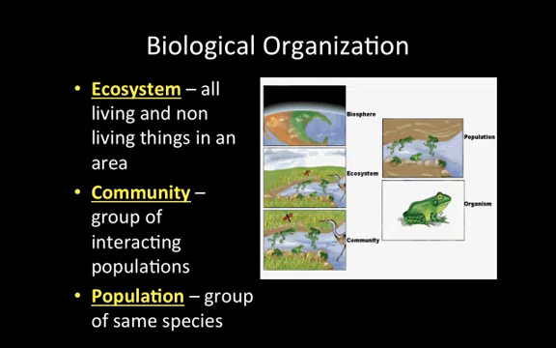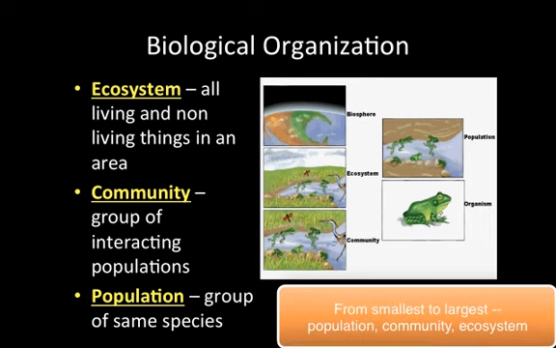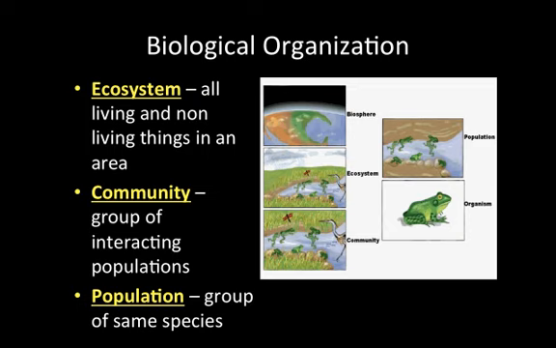So if you have a group of frogs as an example of the picture, that is an example of a population. A group of interacting populations, such as a group of frogs, a group of dragonflies, and a group of cranes interacting with each other, that is an example of a community. And then a bunch of these communities interacting makes up an ecosystem, which includes both the living and non-living components of the environment. So from smallest to largest, we go from population to community to ecosystem.